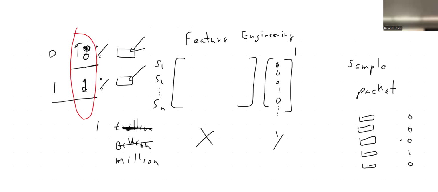To generate data, you have to simulate like two virtual machines attacking each other. Maybe you can physically grab a whole bunch of switches, and I mean it's still going to be network packets.